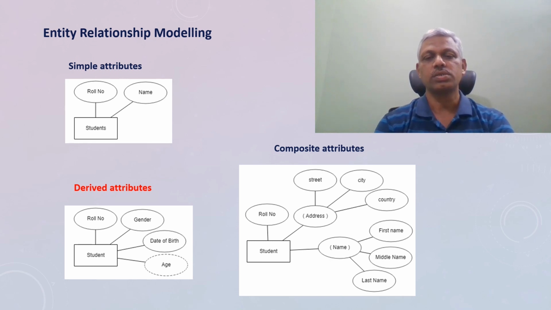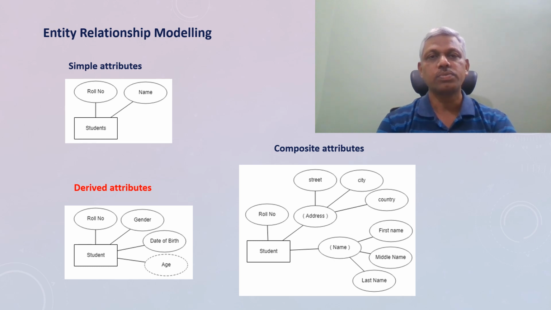So in such cases, we take date of birth as the original attribute, and if at all age has to be stored, usually we don't take age as an attribute. If at all any requirement is there to store the age also, then it has to be computed based on the date of birth and then stored here. So it has to be updated periodically. So then age becomes a derived attribute. The derived attribute is represented in the form of a dotted oval for representation.